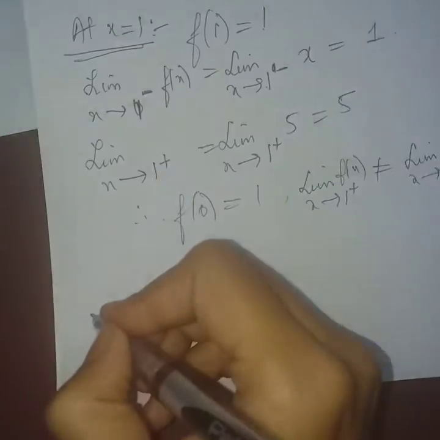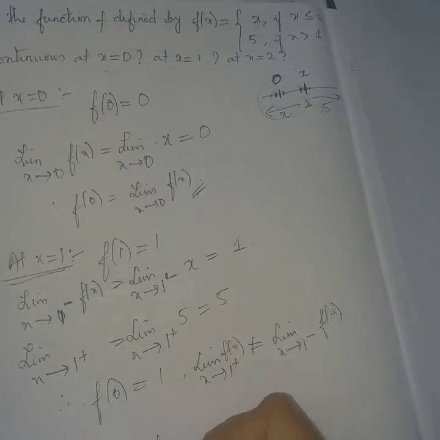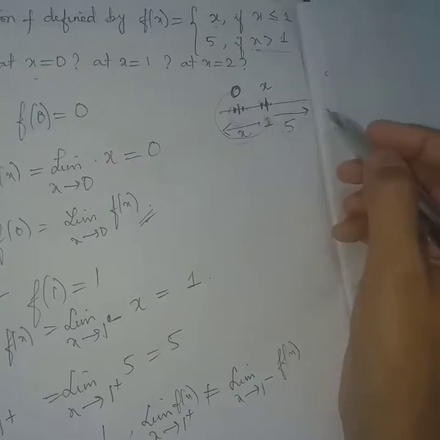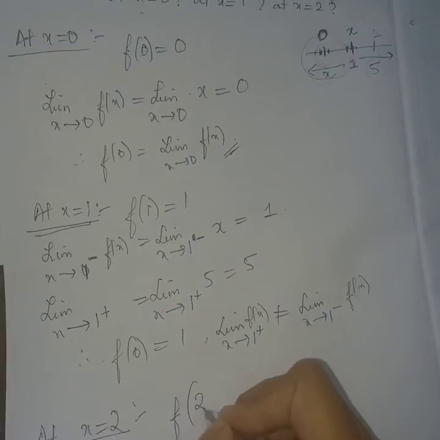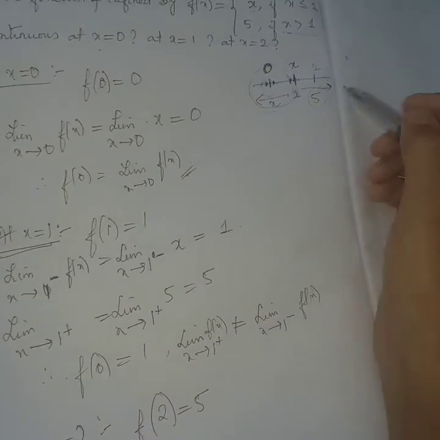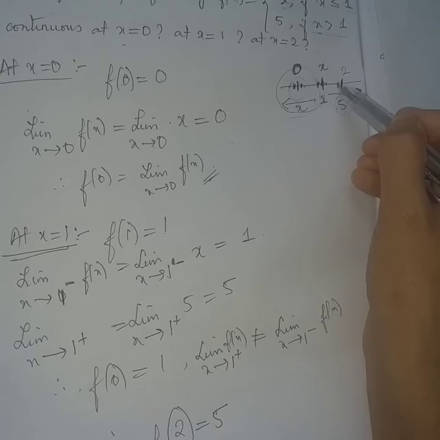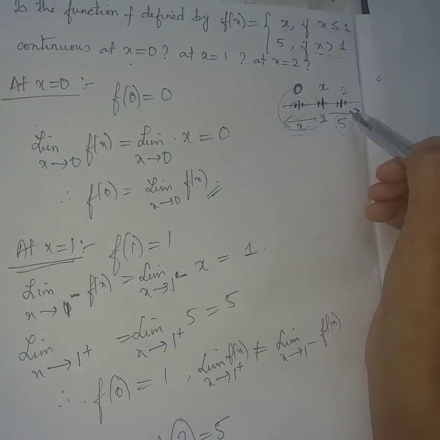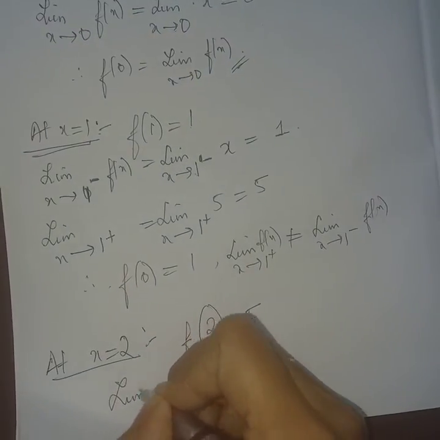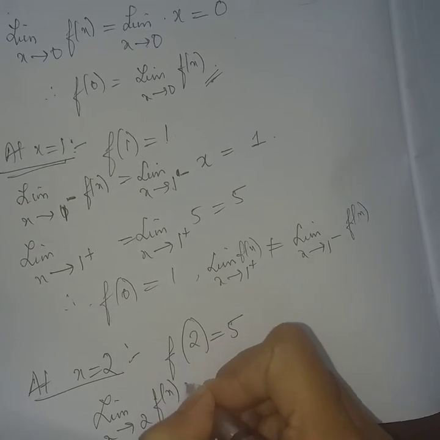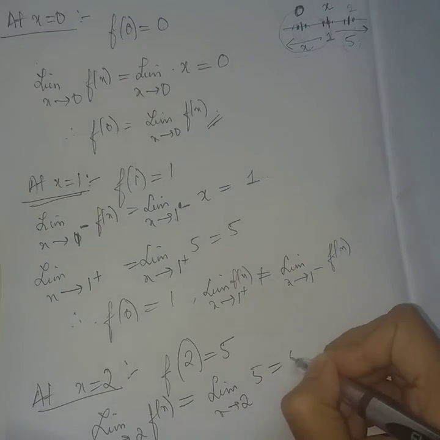Now at x equal to 2. f of 2 will be at x greater than 1. So x greater than 1 means it lies here. f of 2 will be 5. And for f of 2 and slightly less than 2 and slightly greater than 2, the function will be again this only. So if you write it like this, limit of x tends to 2 of f(x) will be limit of x tends to 2 of 5, which is 5.